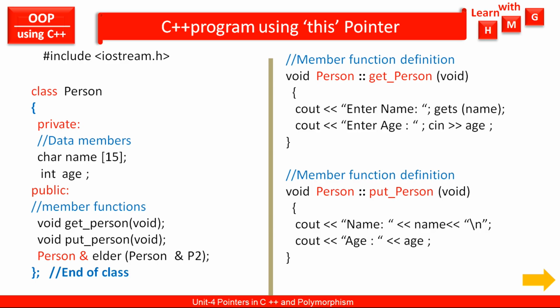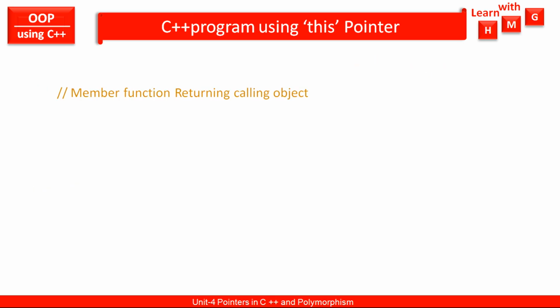Now let us define the third member function, that is elder function. This member function is returning calling object. So this is the important function for our program. Elder is a member function which accepts the object as an argument, and this object is passed as an argument by reference. So class name person ampersand p2. P2 is the object name, person is the class name, and ampersand indicates that it is passed by reference, that is, its address is passed, not the copy of the object.